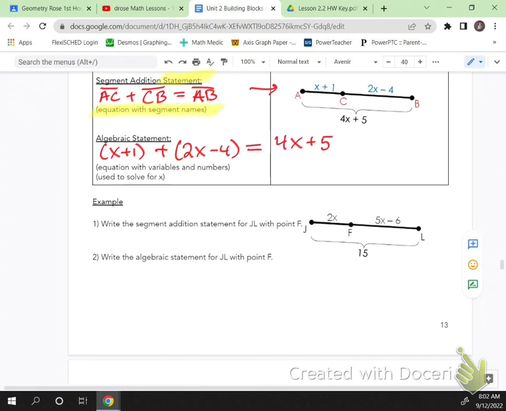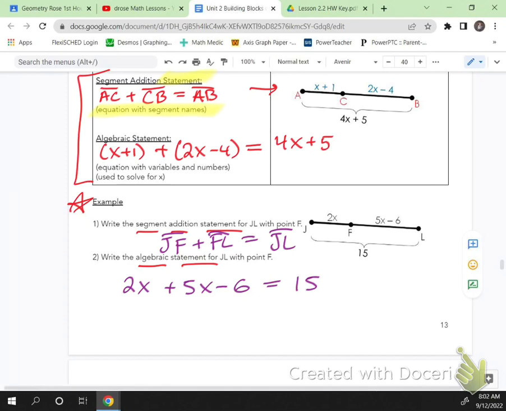So again, I'm just going over vocab right here and how we'll ask you to write these things out. We're not going to solve quite yet. Questions so far? Questions on the vocab? Writing the algebraic statement. Writing the segment statement. Great, flip the page.